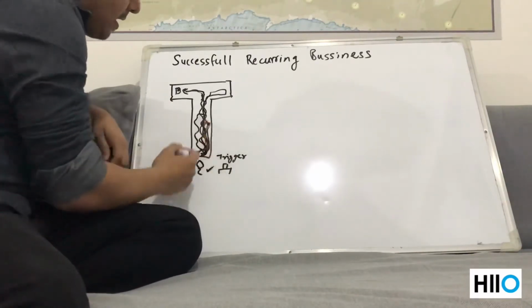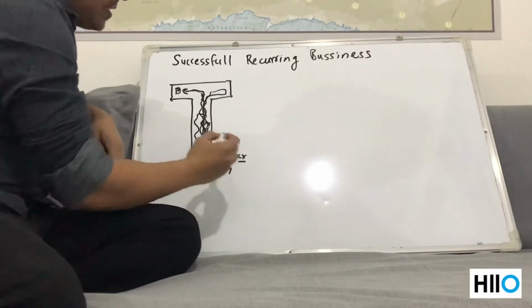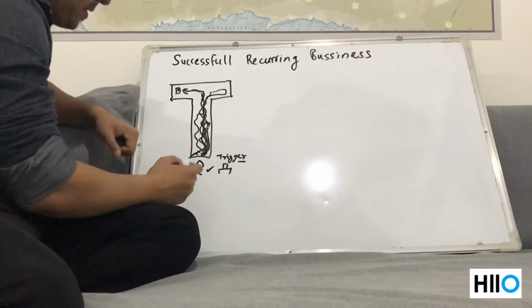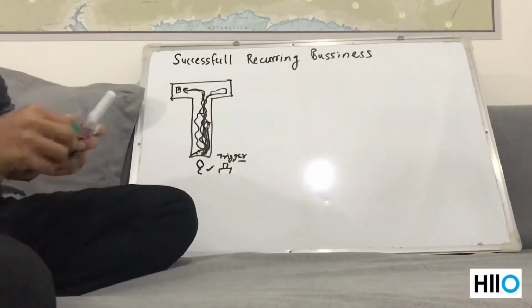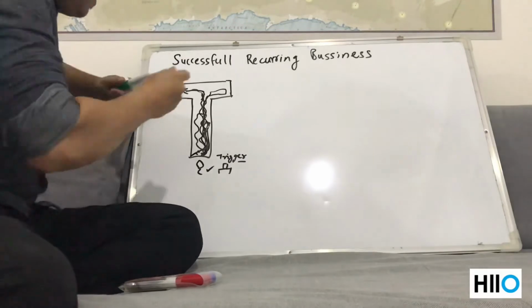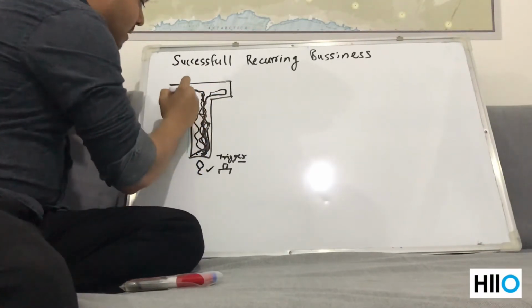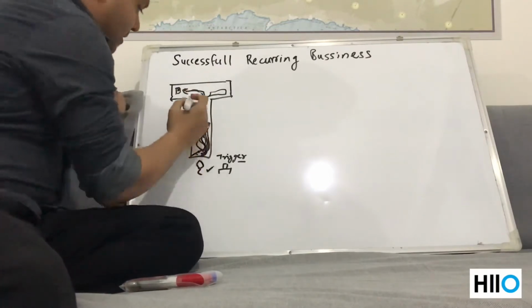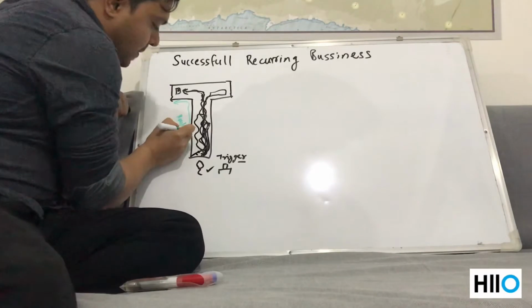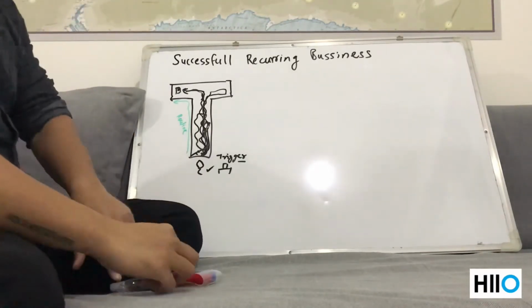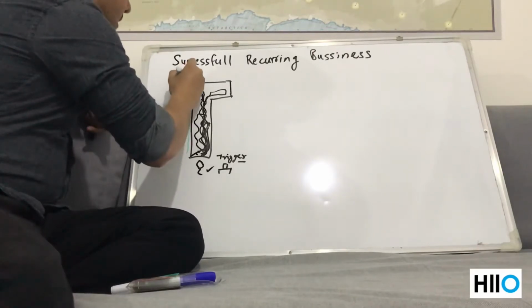So basically, this process has three components. First is the trigger. The second component is, if the mouse enters and goes straight and left, that's called the routine. And the last and final component is the reward.